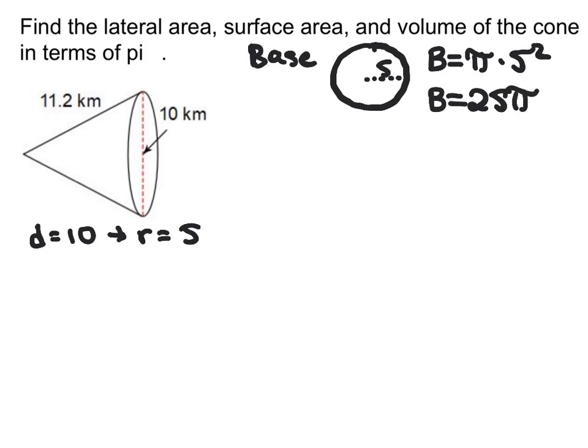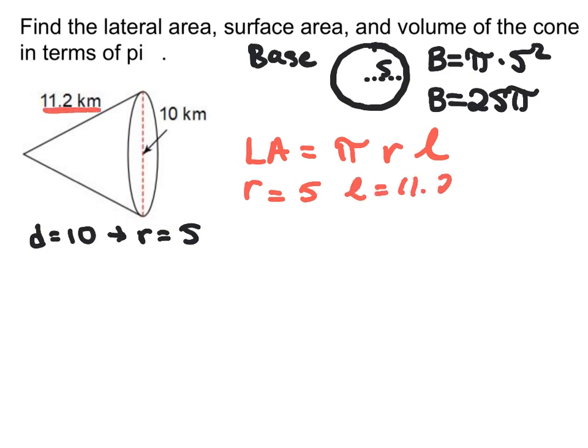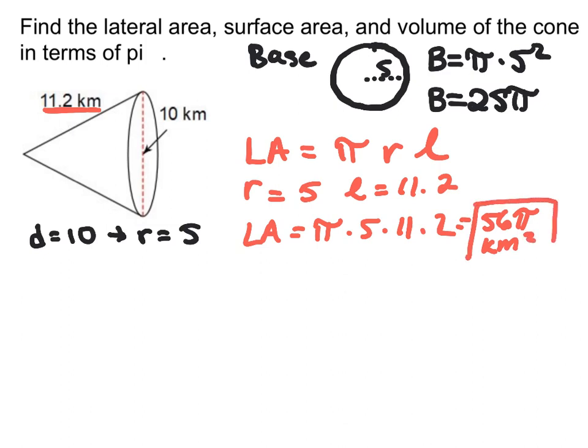Now the lateral area equals pi r L. In this case, we already found that the radius equals 5 and the slant height is 11.2. So if I find my lateral area, pi times 5 times 11.2, again leaving it in terms of pi, 11.2 times 5 gives us 56 pi kilometers squared as the first part of our answer.